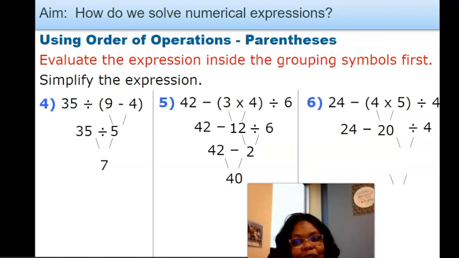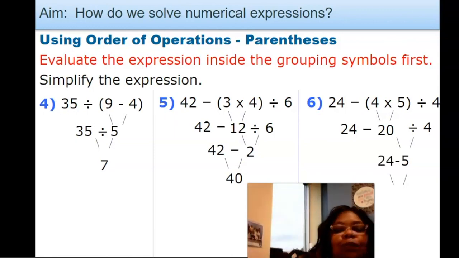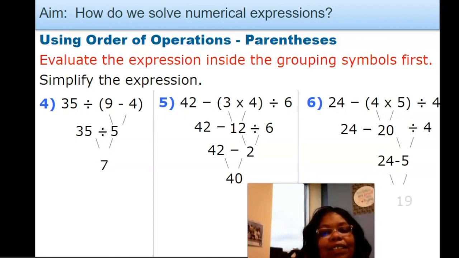Good job. 20 divided by 4. What is 20 divided by 4? Awesome. It is 5. So what do we do next, guys? Awesome. We recopy the problem. So our new problem is 24 minus 5. Friends, what's 24 minus 5? Get ready. Good job. 19 is correct.